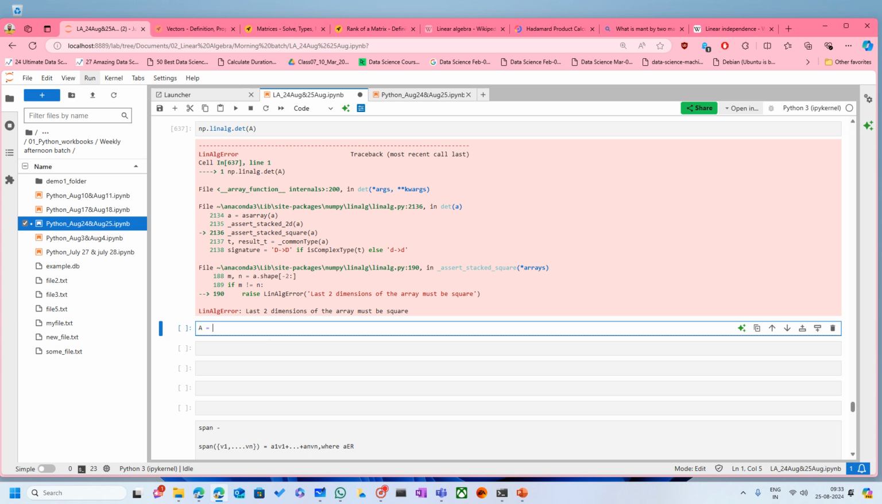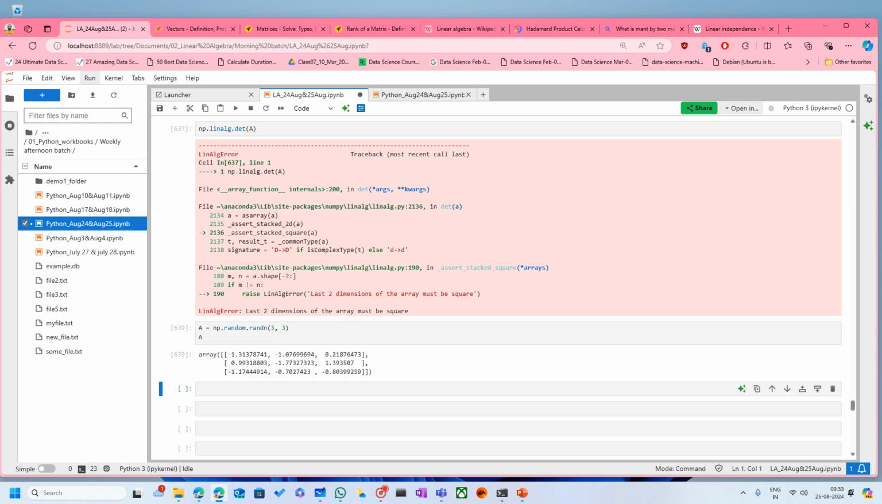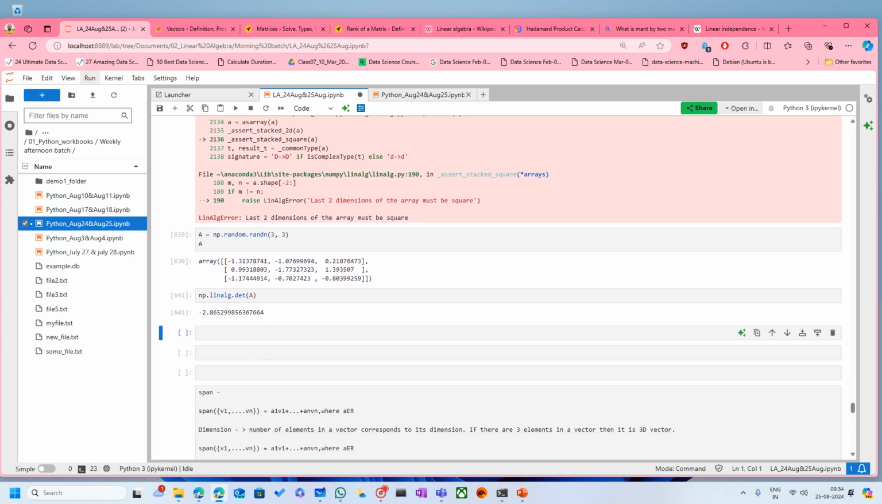Let me take a different one. np dot random dot randn of 3 comma 3. Okay, this is our matrix, and if I want to calculate, in the linear algebra package we have dot determinant of A. Okay, so this is the determinant of A.